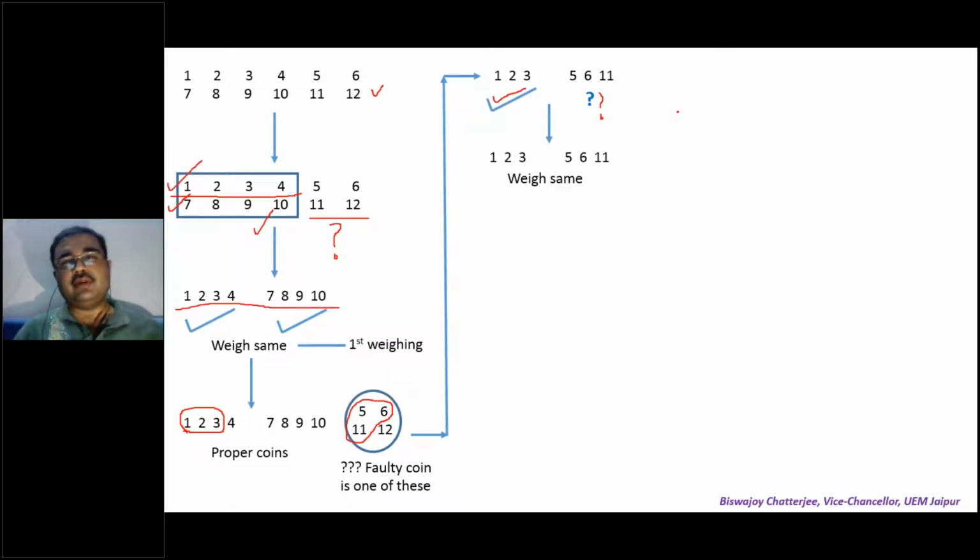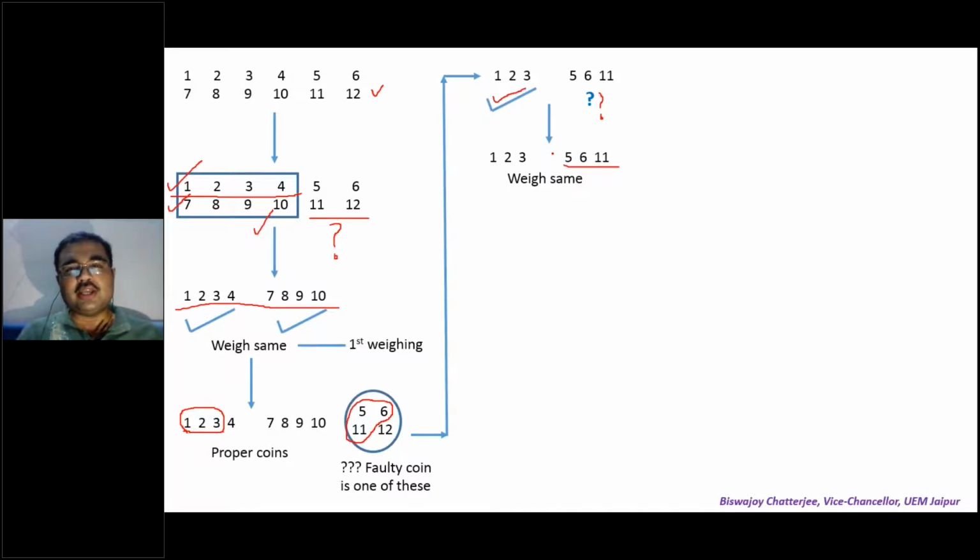Suppose they weigh the same. Again, you may object, saying that they might not have weighed the same. Yes, that is another case, I will take that case also. But suppose in case 1, I assume that 1, 2, 3, 5, 6, 11 measure the same. Then you immediately know that 5, 6, 11 are also proper, because had the faulty coin been 1 out of 5, 6, 11, then this side of the weighing scale should have either gone down or gone up. But they measure exactly the same as that of 1, 2, 3.